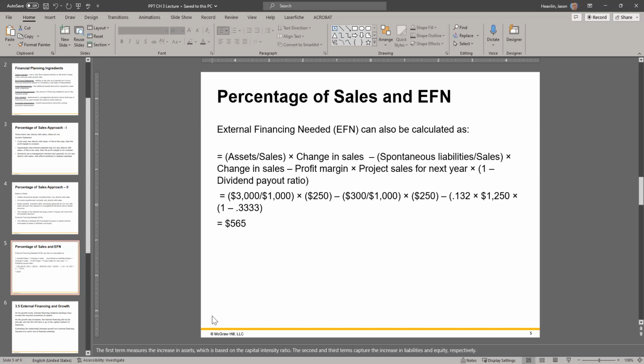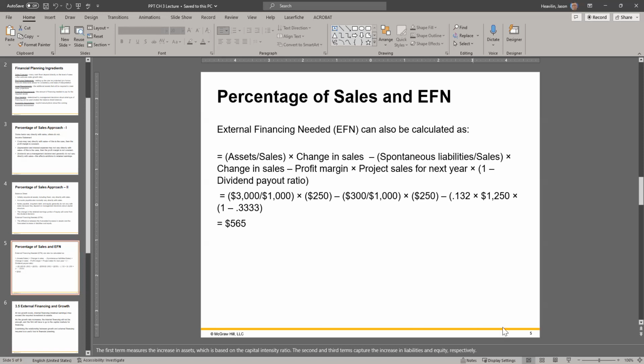Then take away the profit margin multiplied by the projected sales for next year. It should say projected there. But then you want to multiply that by 1 minus the dividend payout ratio. 1 minus the dividend payout ratio is also known as the retention ratio, which is the retained earnings, how much you keep in the company versus how much you pay out. Either you pay dividends, or you keep the money, you retain the money.